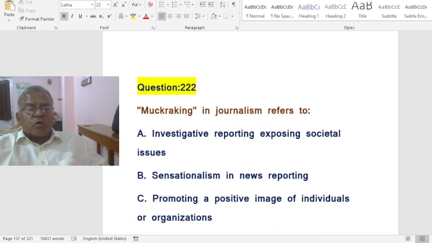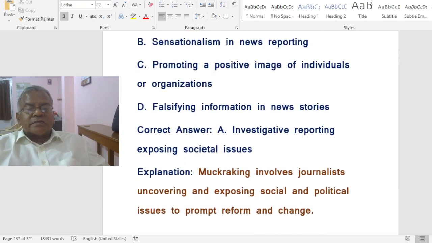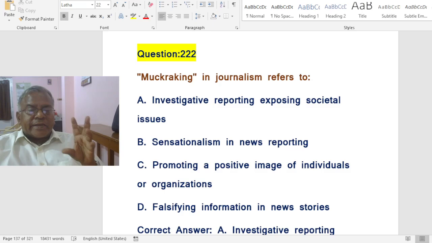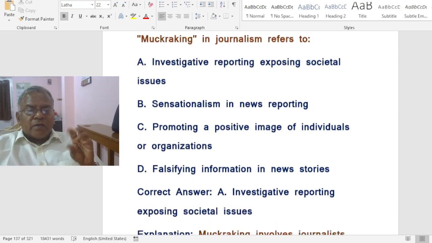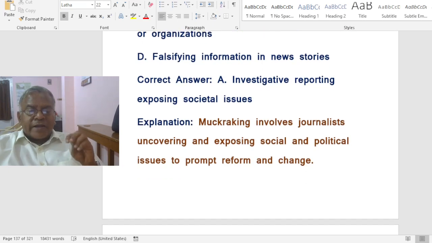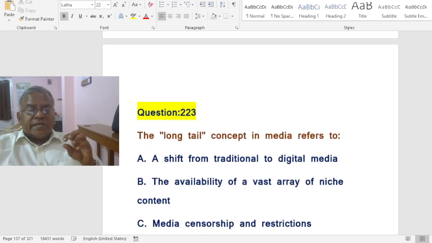Muckraking in journalism refers to what? That is investigative reporting, exposing societal issues. That is called muckraking. Muckraking involves journalists uncovering and exposing social and political issues to prompt reform and change.